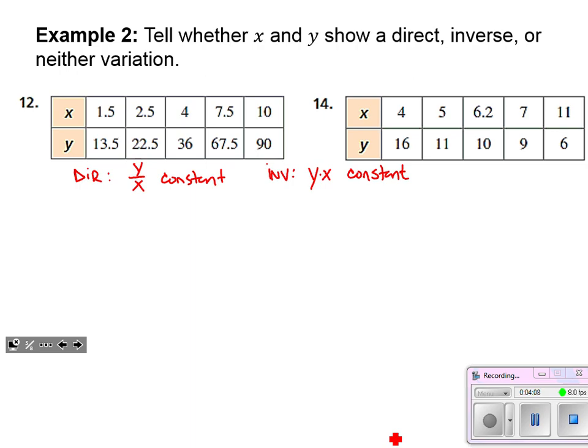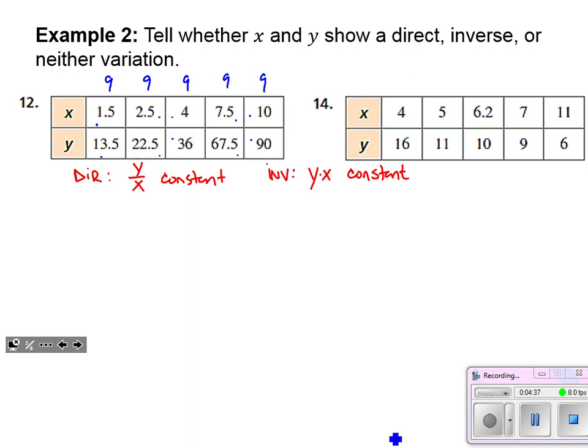So let's look at number 12. Let's try our quotient first, y divided by x. That will show us a direct variation. So I'm going to start with these, like 36 divided by 4 is 9. 90 divided by 10 is 9. And then I would use a calculator to test 13.5 divided by 1.5. Okay, if I do that, I get 9. 22.5 divided by 2.5, that's 9. 67.5 divided by 7.5, that is 9.